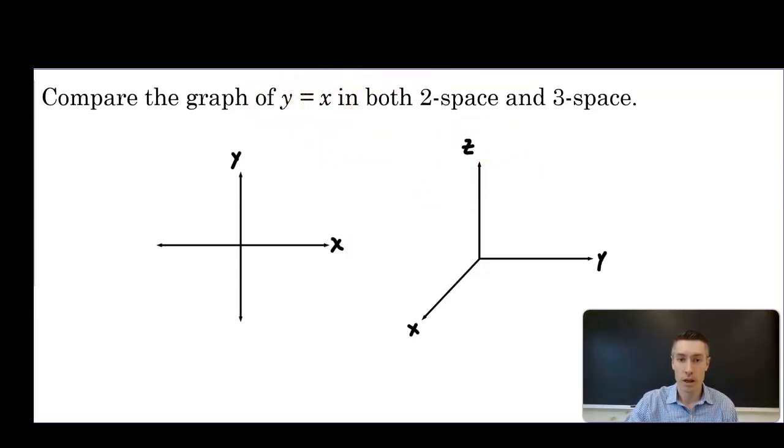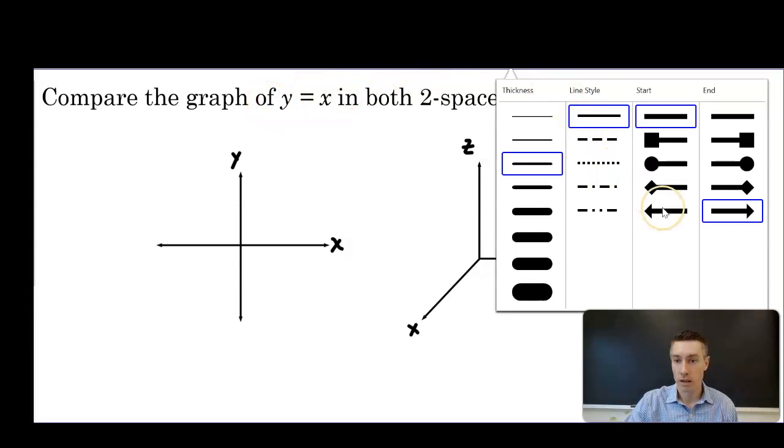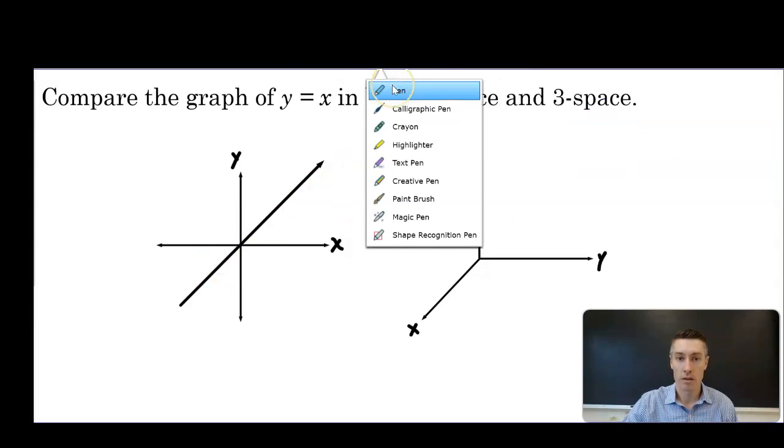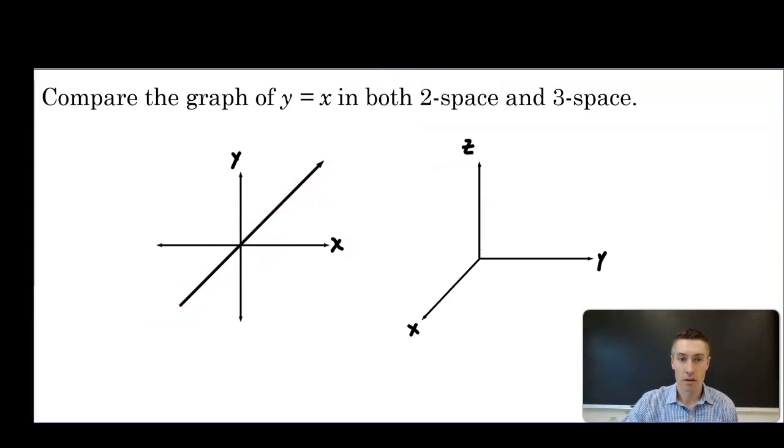So let's see if I can use the line tool here. Get an arrow on both ends. Not sure where the arrow went, but that's okay. I'll put it in myself. Oh, still have the line tool. Get rid of that. Go back to the marker. There's our arrow. Okay, so we have a line in 2 dimensions.